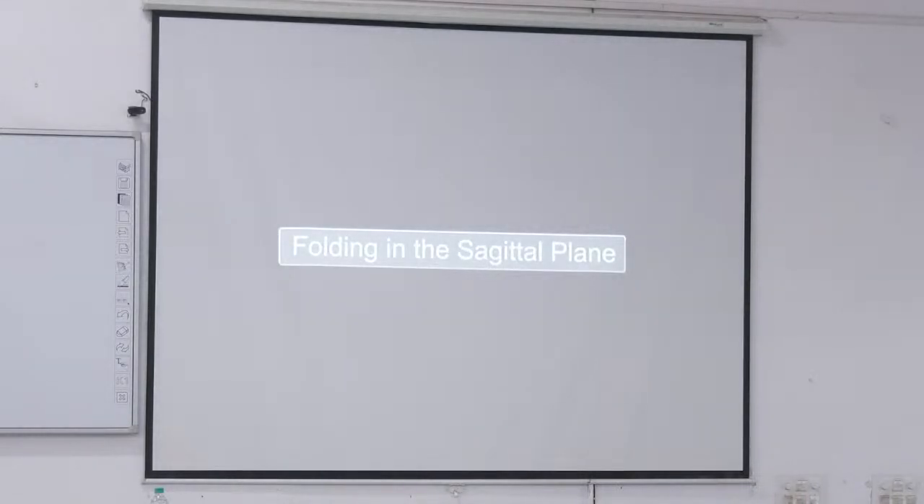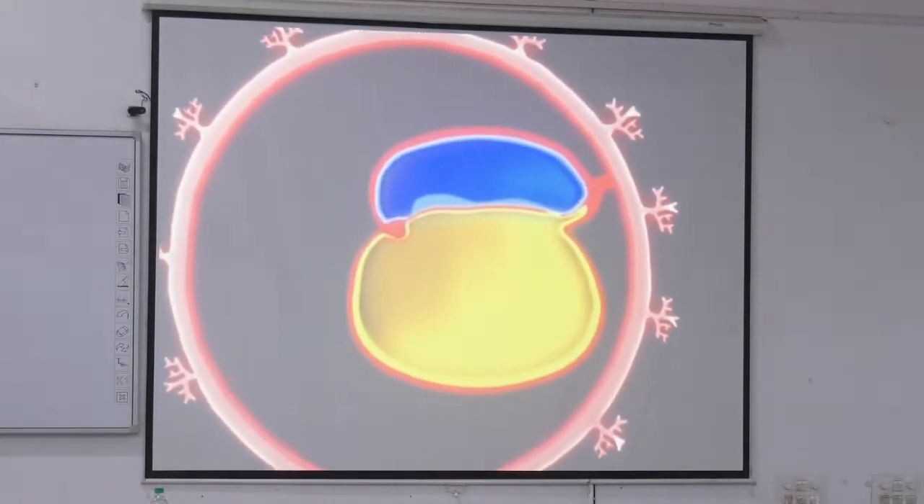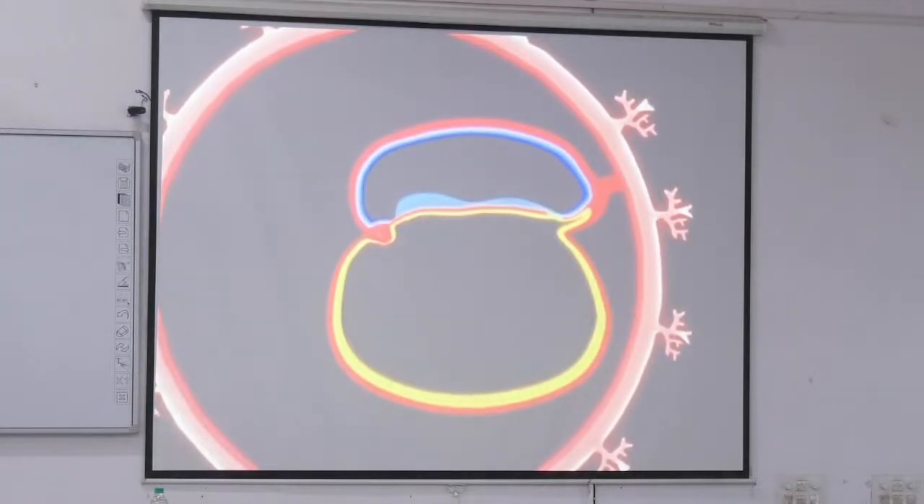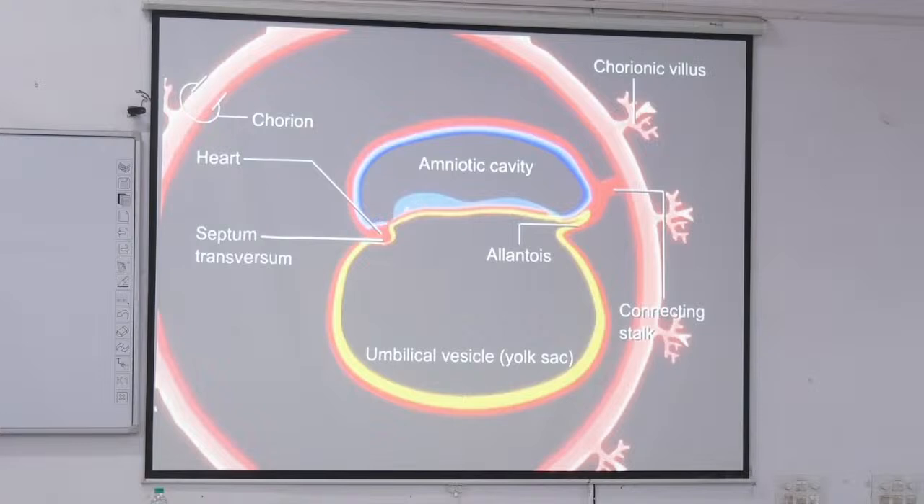In a sagittal section, you can see the cranial fold and the lateral fold, which is a tail fold, which you can appreciate. This is the cranial end, this is the caudal end, your connecting stalk, and this is the allantois. In the cranial end, this is what we see: the heart and the septum transversum, and this is the brain tissue where it should be growing in here.